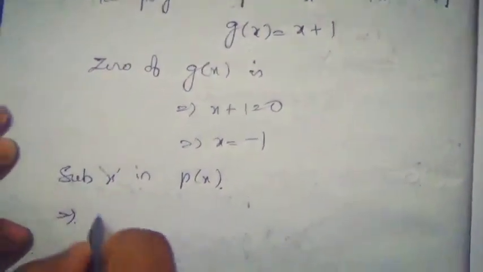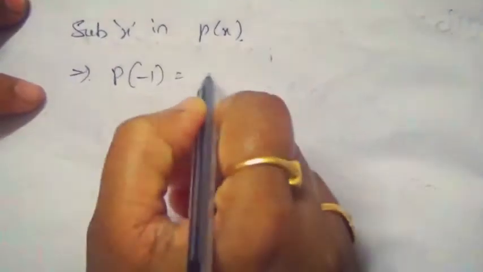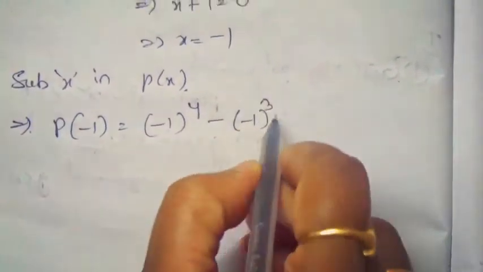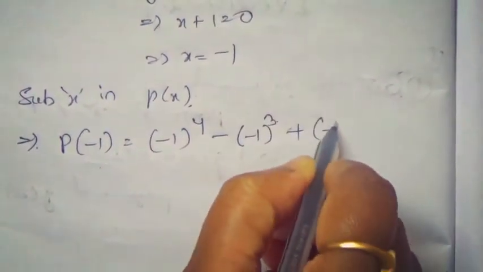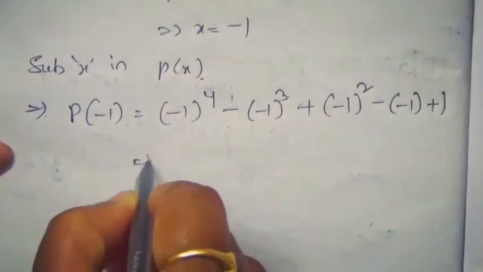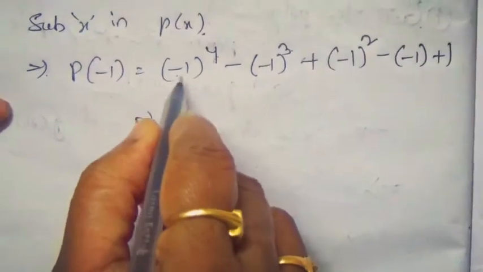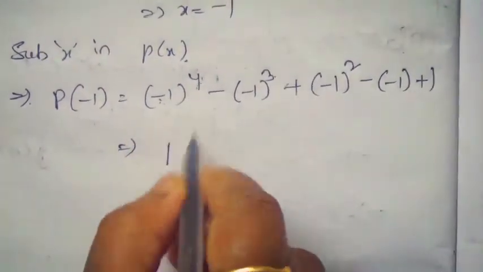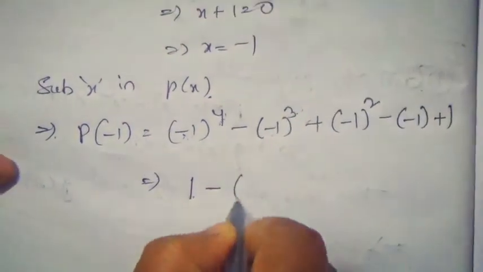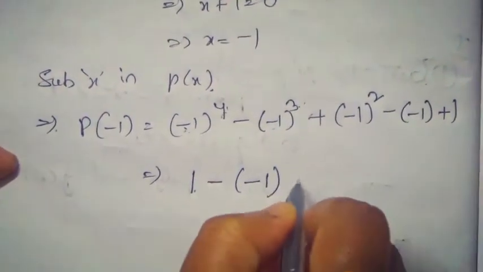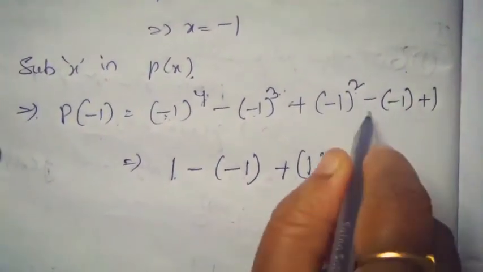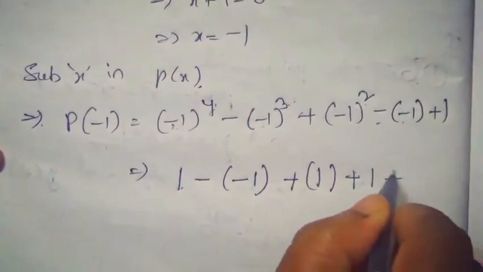That implies p of minus 1 is equal to minus 1 to the power of 4 minus of minus 1 to the power of 3 plus minus 1 whole square minus of minus 1 plus 1. That implies here an even number is there, it becomes positive 1. 1 to the power of 4 means 1, minus, here an odd number is there, so minus 1, plus here an even number is there, so it becomes 1, minus of minus plus 1 plus 1.